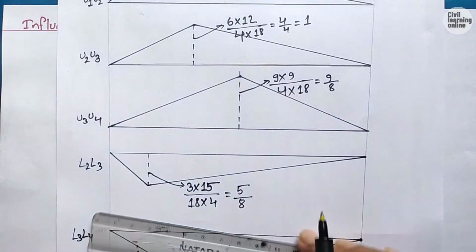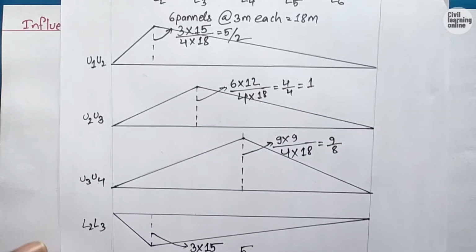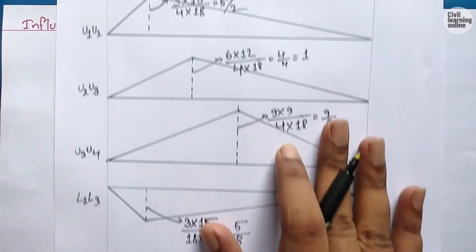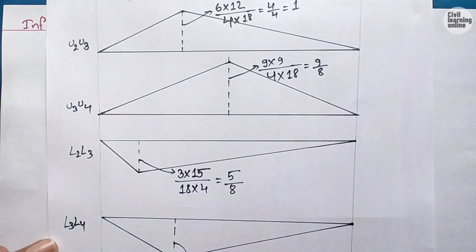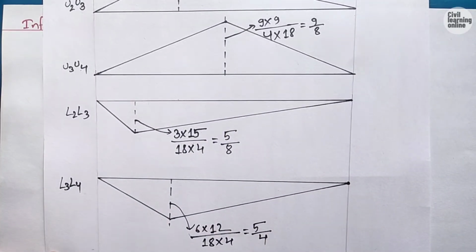After joining, we simply need to calculate the height of the influence line diagram. The span up to L3 is 3 plus 3, meaning 6 meters, so 6 multiplied by the remaining span of 12, divided by the whole span of 18, and the height of the bridge is 4 meters, so we get 5 upon 4. This is the height of the influence line diagram, sorry it was not visible, and here we get the height of the influence line diagram as 5 by 4 for the lower chord member L3 L4.